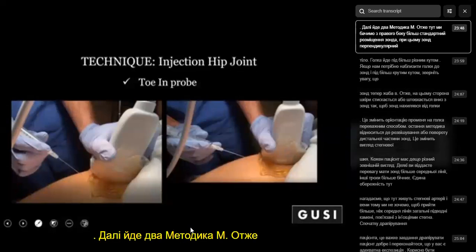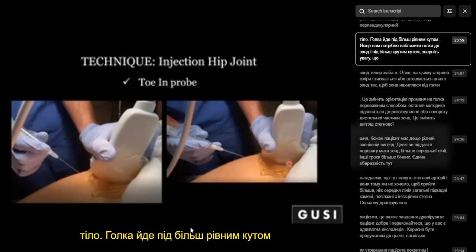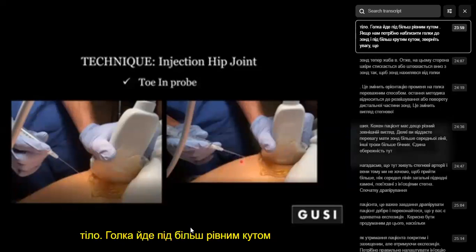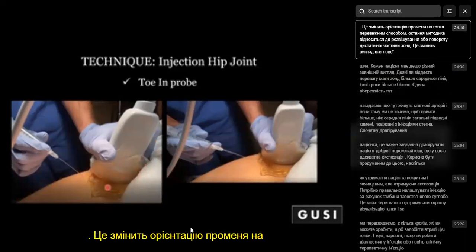Next is the toe-in technique. So here we see on the right side a more standard probe placement with the probe being perpendicular to the body. The needle is coming at a flatter angle. If we need to bring the needles closer to the probe and at a steeper angle, notice that the probe is now toed in. So on this side, the skin is compressed or pushed down with the probe so that the probe tilts away from the needle. This will change the orientation of the beam to the needle in a preferential way.